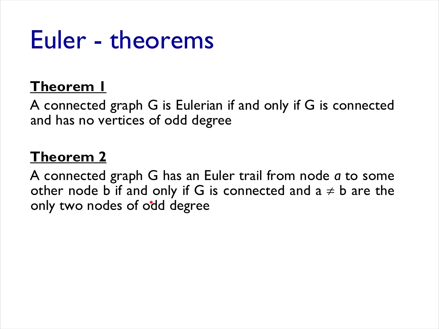Okay, there are two theorems about that, and they are if and only if theorems. So if the condition in the theorem is true, the property is true. If the condition is wrong, the property is wrong. It is Eulerian if, and it is not Eulerian if not. Same thing for theorem two. You should be able also to understand and use these theorems.